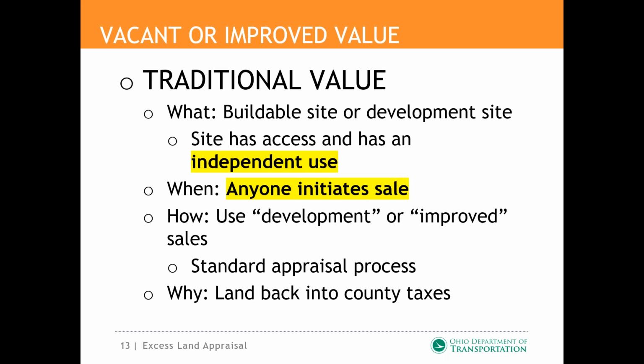So next is the traditional value. The key here is that the property has an independent use. ODOT does sometimes buy properties that can be developed. They can be developed as a residential site. They could be developed as a commercial site. They have some use where they could actually be used by anybody in the market. Anybody would buy it, not just an adjacent property owner. So this is a good approach when you have those situations.